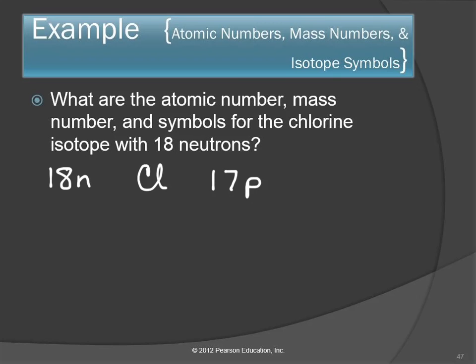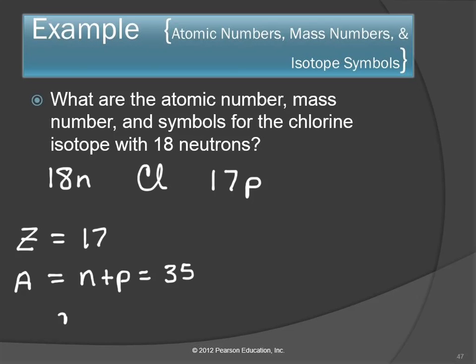So they want the atomic number. That is Z. What's the atomic number for chlorine? It's the number of protons. So 17 is the atomic number. The mass number equals the number of neutrons plus the number of protons. So what does that equal? 35. And then symbols, plural.